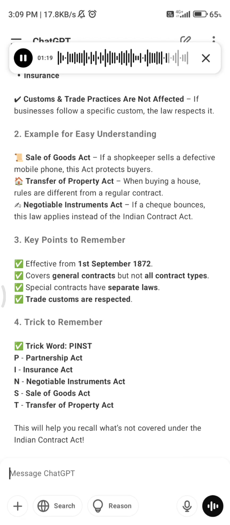4. Trick to remember. Trick word: PINST. P, Partnership Act. I, Insurance Act. N, Negotiable Instruments Act. S, Sale of Goods Act. T, Transfer of Property Act. This will help you recall what's not covered under the Indian Contract Act.